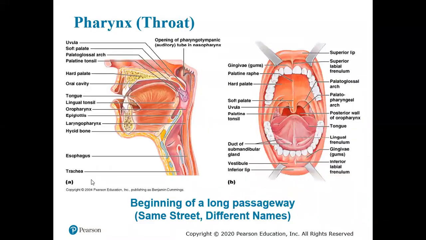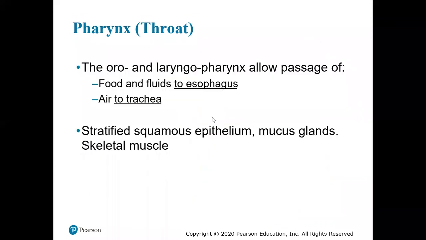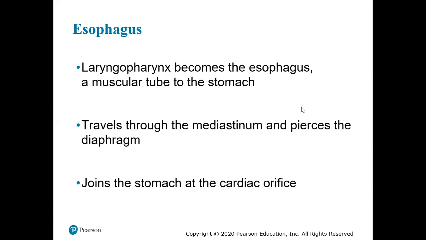The pharynx is composed of 3 different sections. The nasopharynx is not considered part of the digestive system. The oropharynx is very important because that is where food is going to start its pathway down the alimentary canal. And then we have the laryngopharynx, which gets closed off by the epiglottis when we swallow. The pharynx is made up of stratified squamous epithelium, mucus glands, and skeletal muscle.